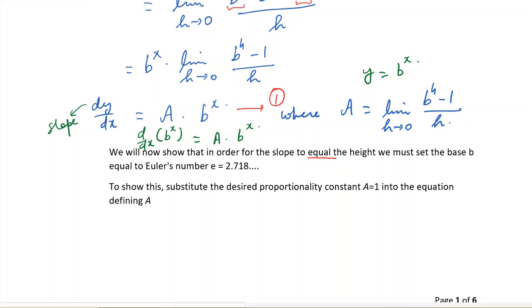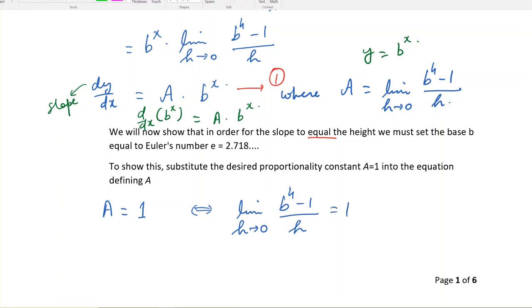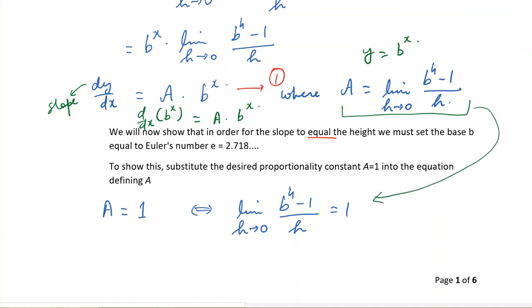Alright, so let's put a equal to 1. So this implies limit h approaches 0, b raised to power h minus 1 over h equals 1, because here we said that a is this number and we are just plugging in here. Alright, so moving on.